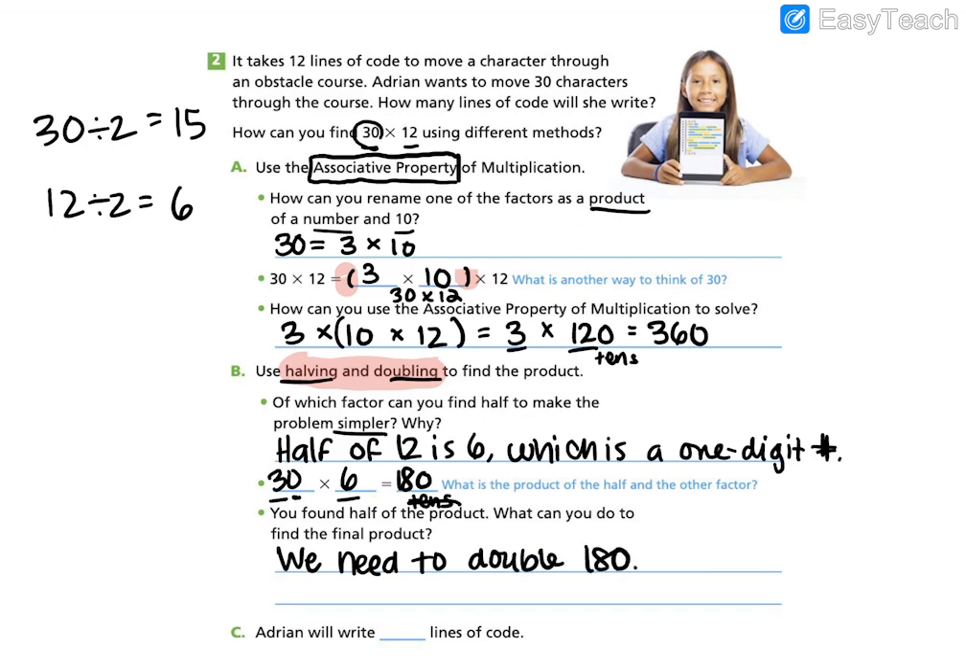180. There's a couple of ways you can double 180. You can do 180 times 2. Or you can double it by adding it twice, 180 plus 180. Okay, but however you do it, go ahead and find double 180. And you will find that we get the same answer as we did before, Adrian writes 360 lines of code.